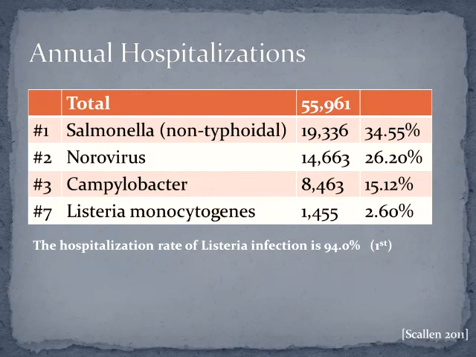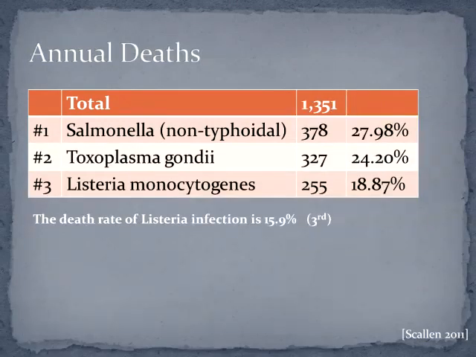Now, the thing about listeria, though, is that it's a much more severe illness than norovirus. And so if we look at the number of hospitalizations related to these, you can see listeria is now number 7 on that list, accounting for just over 2% of hospitalizations. And the actual hospitalization rate, so people who develop listeria that require hospitalization, is 94%, quite a high percentage. And if we look at the annual mortality rate related to these illnesses, listeria is actually number 3, accounting for almost 20% of deaths related to foodborne illness. So even though it makes up a very small percentage of total infections, it has a significant mortality rate. And its mortality rate itself is about 16%.